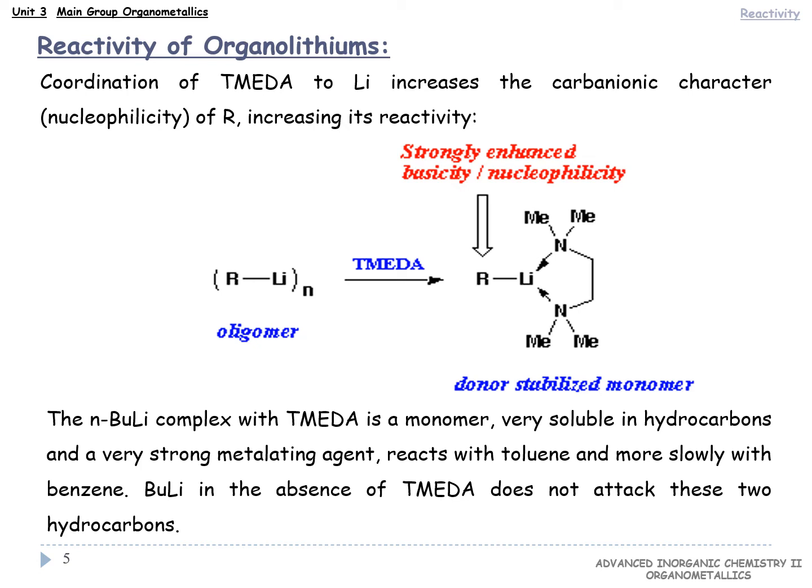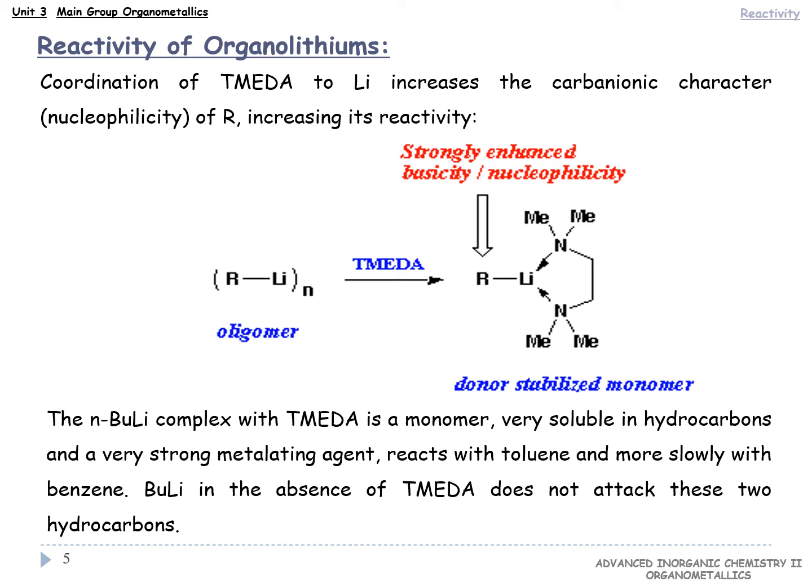Coordination of tetramethylethylene diamine to lithium increases the carbanionic character, that is nucleophilicity, of the alkyl, increasing its reactivity. The butyl lithium complex with tetramethylethylene diamine is a monomer, very soluble in hydrocarbons and a very strong metallating agent. It reacts with toluene and more slowly with benzene.